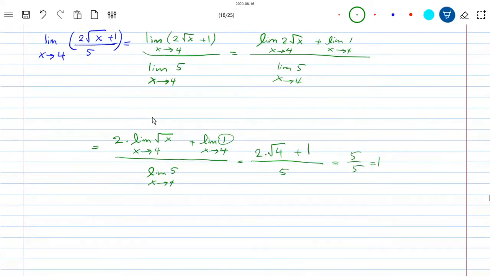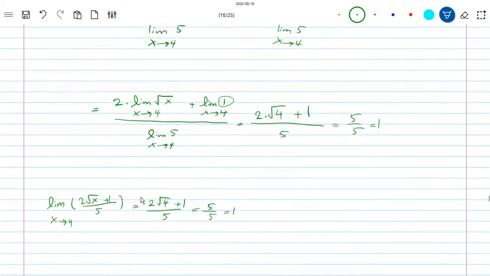And you could have calculated this without going through this process. Simply by replacing it here. And say, okay, I'm going to replace 4. 2 square root of 4 plus 1 divided by 5. It will be 5 divided by 5. Nothing wrong with it. The only thing is you haven't used those laws. Those laws are allowing you to do this. Okay.